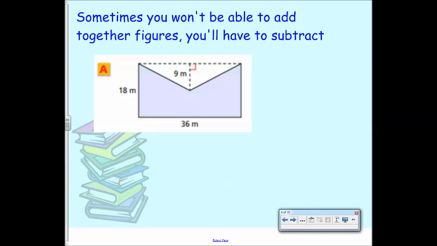Rectangle, but then they took out what? The lobe part of the envelope. So they took out the lobe part, which is, what shape is that? That's a triangle. Okay, so they're taking a rectangle. So you're going to find the area of the rectangle, and then what are you going to do?